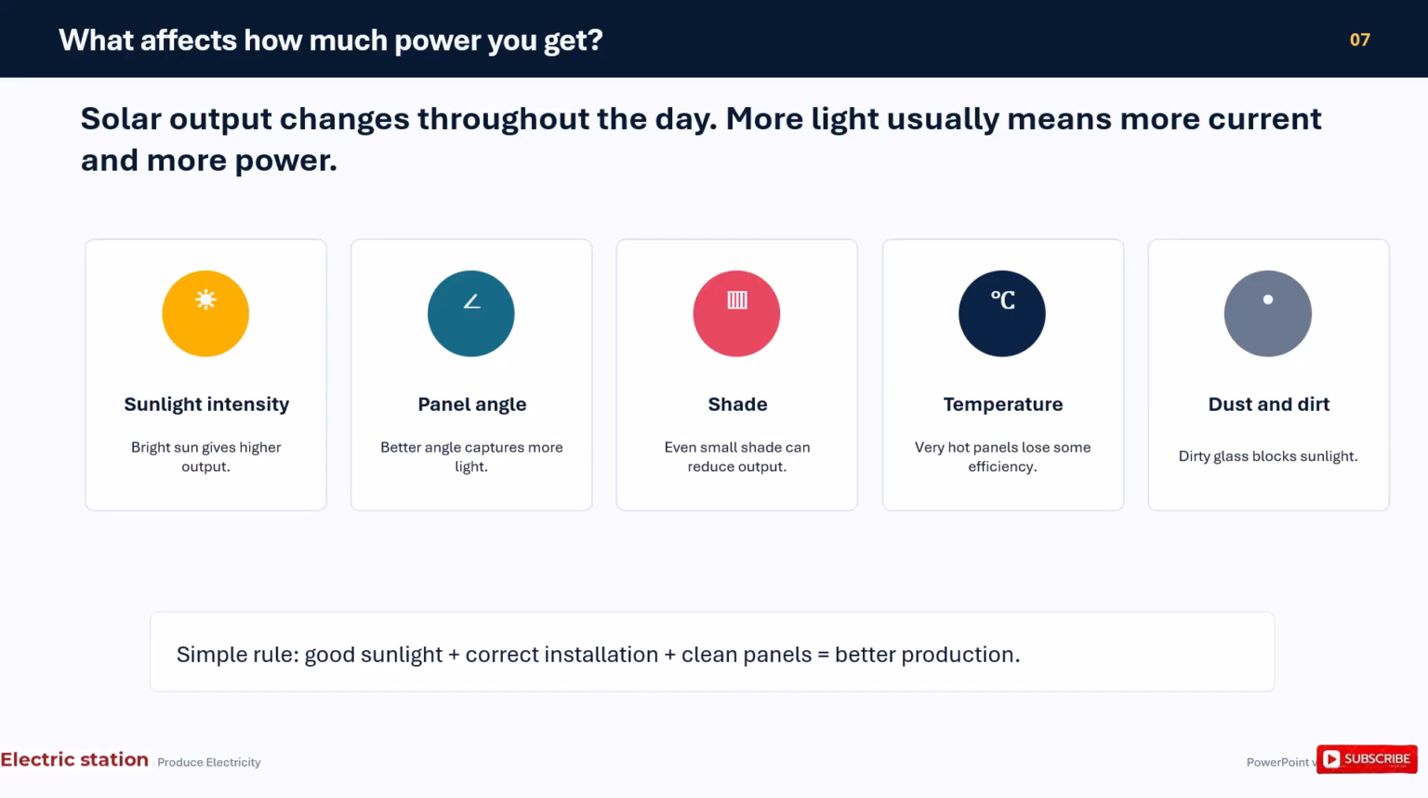Even partial shade can significantly reduce the output of a solar array, depending on the system design. Temperature also matters. Many people think hotter panels produce more electricity, but actually, very high cell temperatures usually reduce panel efficiency. And finally, dust and dirt can block some sunlight from reaching the cells. So remember this simple rule. Good sunlight, correct installation, minimal shading, and clean panels mean better solar production.